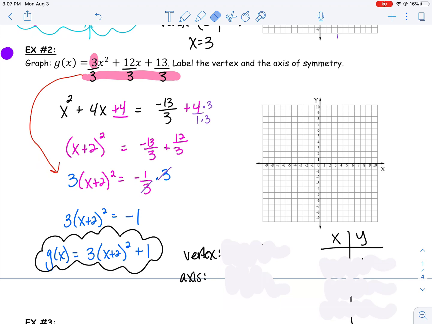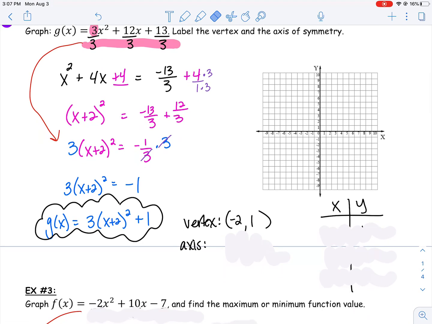Now that it's in vertex form, if I look at this equation, what is my vertex? Well, it looks like my vertex is the point (-2, 1). If my vertex is the point (-2, 1), I know that I'm going to shift it to the left 2 and go up 1, and so I at least have 1 point, right? I have left 2, up 1. My vertex is right there.